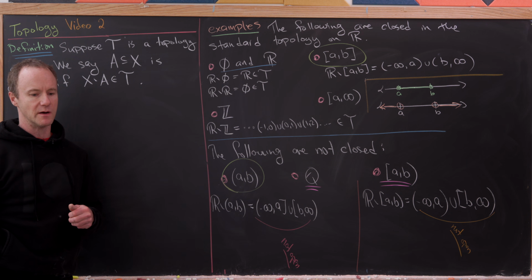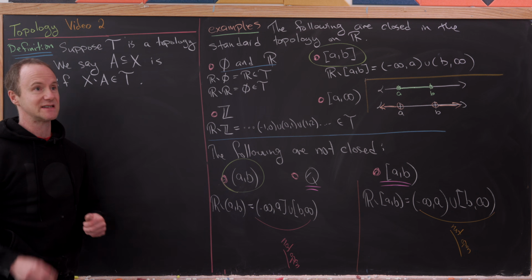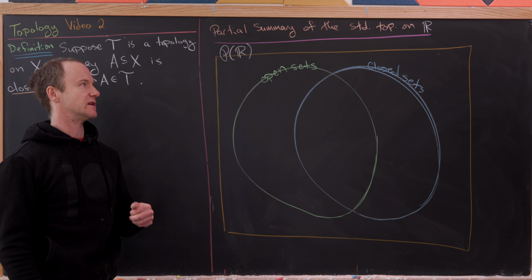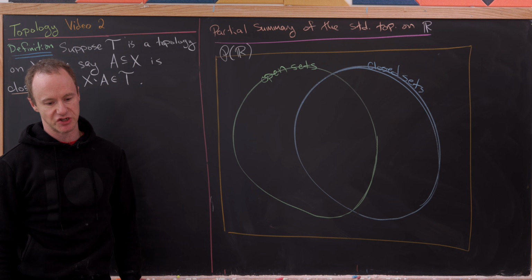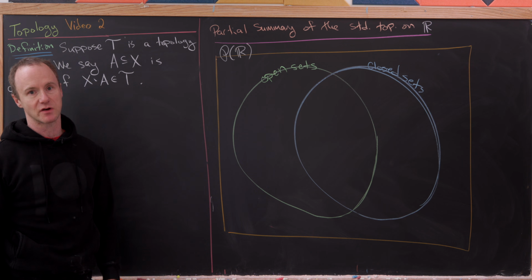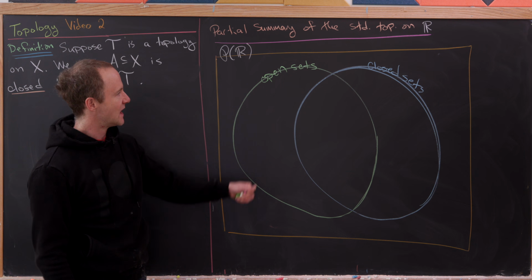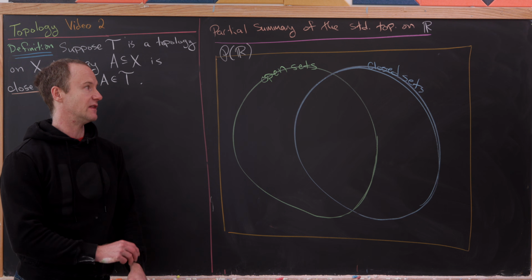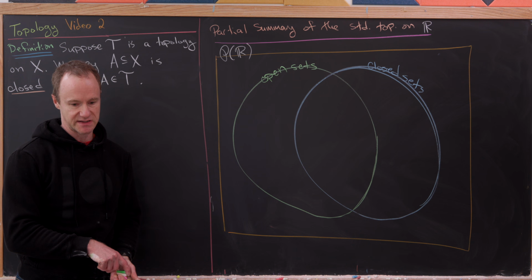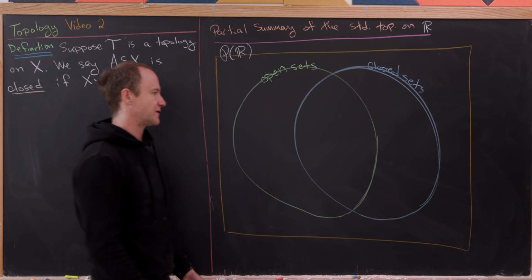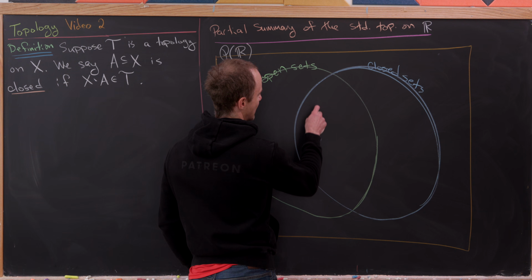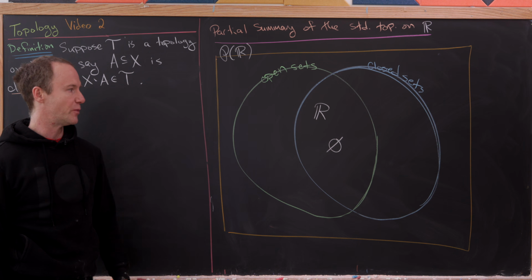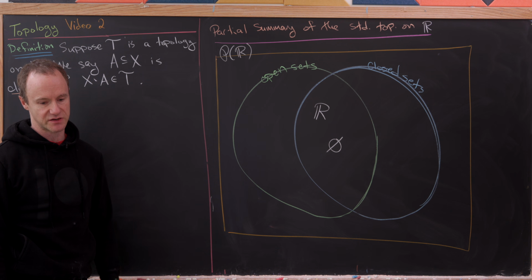So let's maybe look at a brief summary of types of sets of real numbers. Here's a partial summary of the types of sets you might see in the standard topology on R. In our big orange box, I've got the power set of R, in other words, the set of all subsets. And then in my green circular shape, I have the open sets, and in the blue circular shape, I have the closed sets. Let's observe that earlier in the last board, we saw that the set of all real numbers and the empty set were both open and closed. So we would put them there in the intersection.